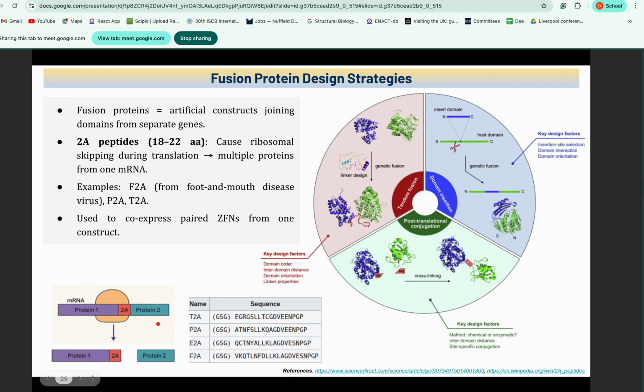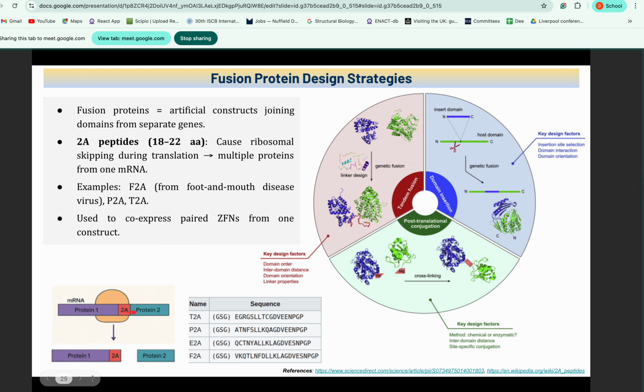Okay, now with this, if I want two ZFNs to get expressed in the cell and I only want to insert one construct, what I can do is link two separate zinc finger nuclease proteins. When we say protein 1 and protein 2, we do not mean that it is a single protein. We mean that this is the mRNA sequence, which will give rise to protein 1 and protein 2.